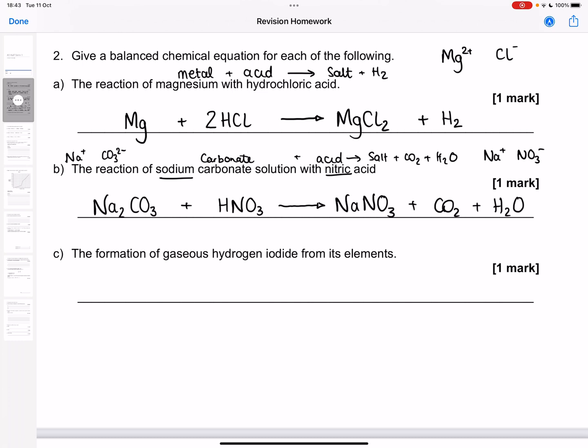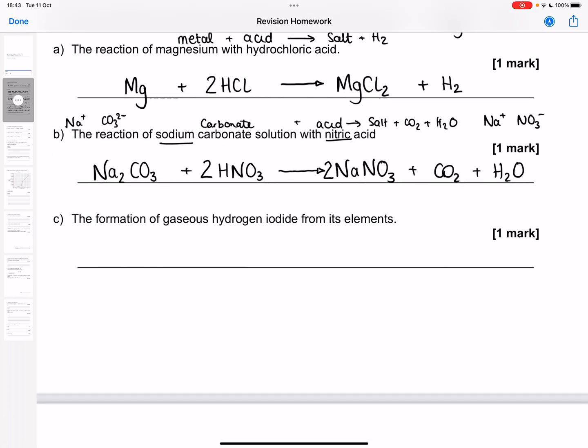We now balance. 2 sodiums on the left, 2 sodiums on the right. Now we've got 2 nitrate ions in 2 sodium nitrate, so we're going to need 2 nitric acids. That is going to give us the 2 hydrogens that go into the water, and the carbonate gives us the carbon dioxide and the extra oxygen. So it's now balanced and has all the correct species in it.